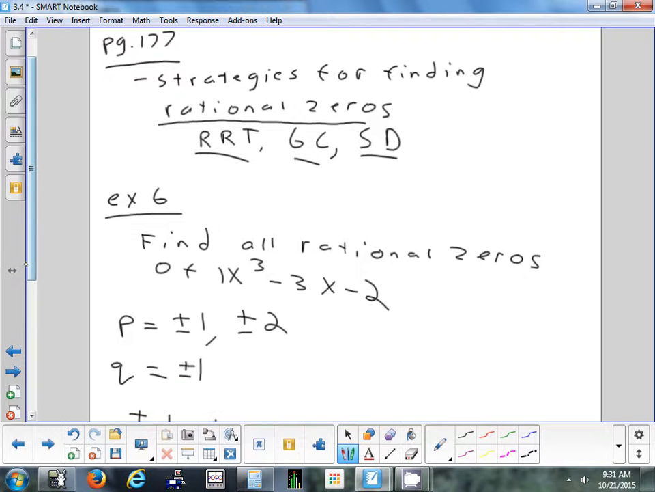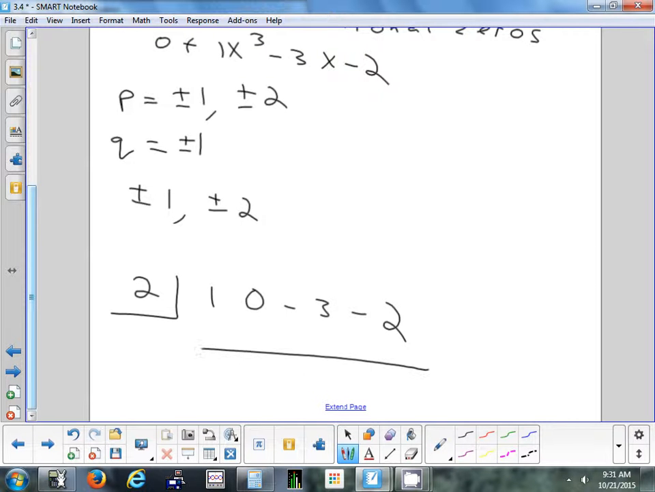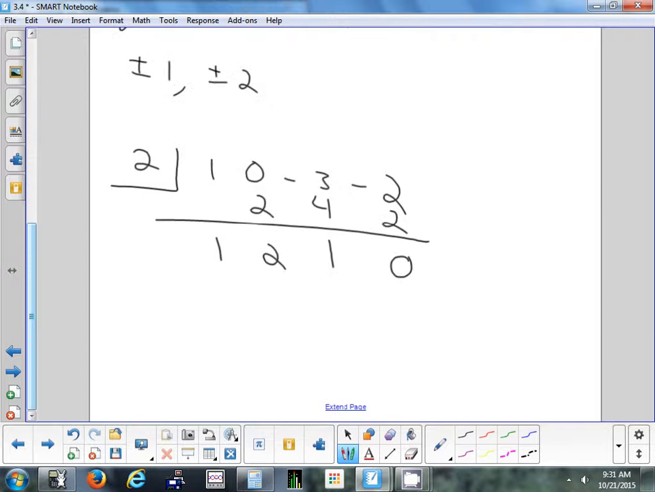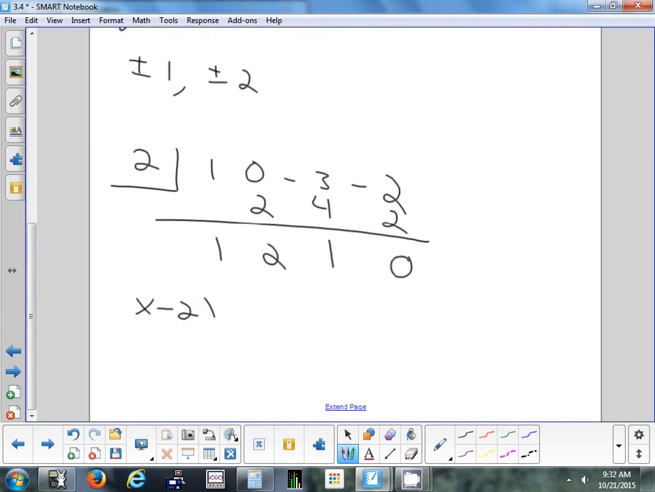All right, so we got coefficients of 1, 0, negative 3, negative 2. So bring down the 1. 2 times 1 is 2. 0 plus 2 is 2, 2 times 2 is 4, minus 3 is 1, 2 times 1 is 2, minus 2 is 0. Perfect. We knew we should get a remainder of 0, and we did. So we just proved that's a factor. Okay, so I'm going to start making a list of my roots. 2.